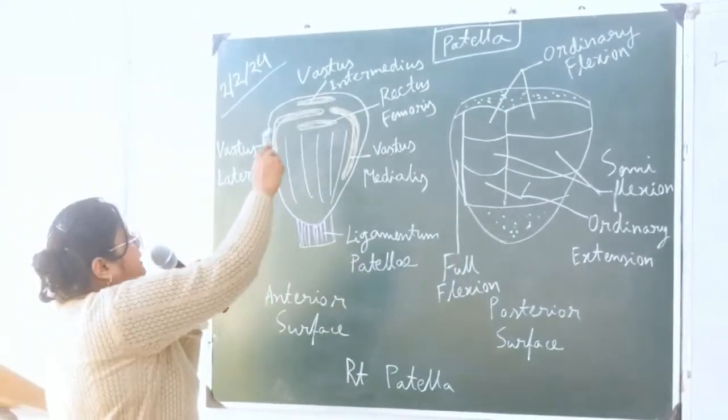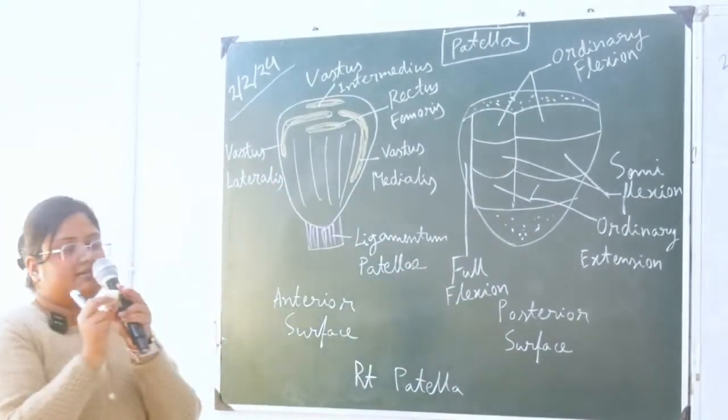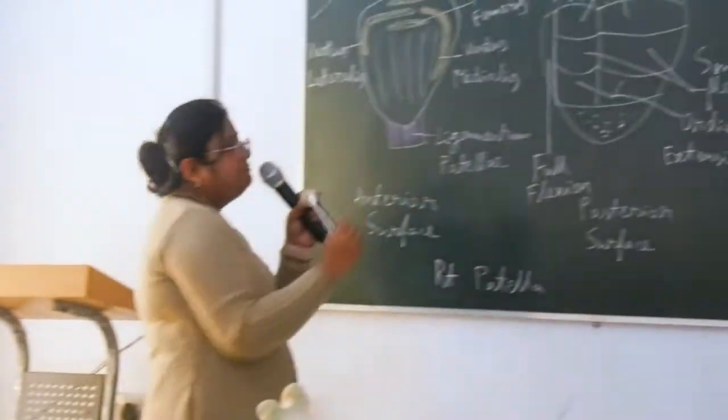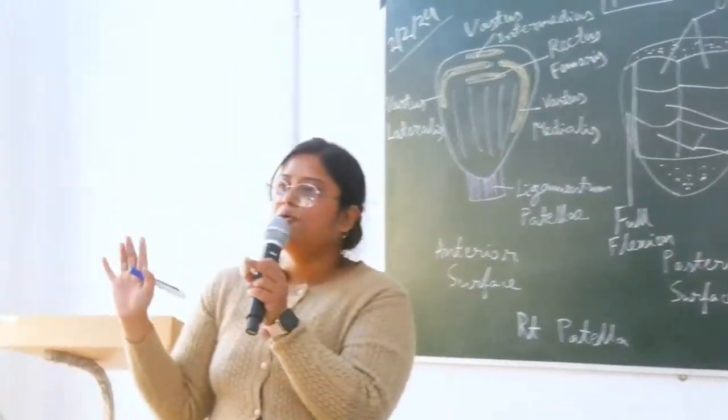Now this is the posterior surface. Here is the anterior surface. The anterior surface is rough, and it has longitudinal ridges. Longitudinal ridges are due to ossification of fibers of the tendon of quadriceps femoris. This is the base. Here is the base. The base keeps attachment to 4 muscles.